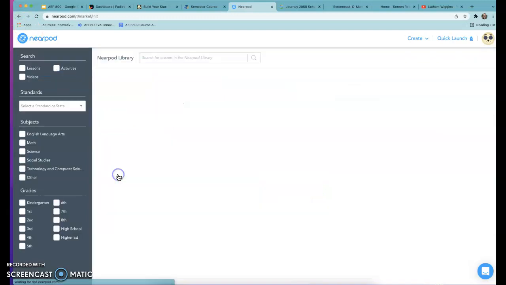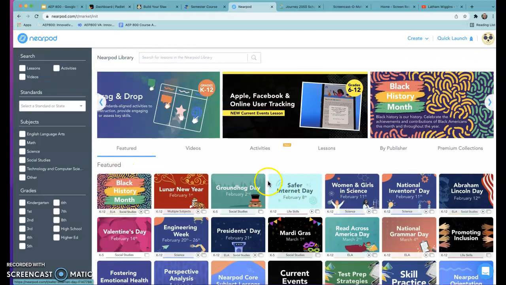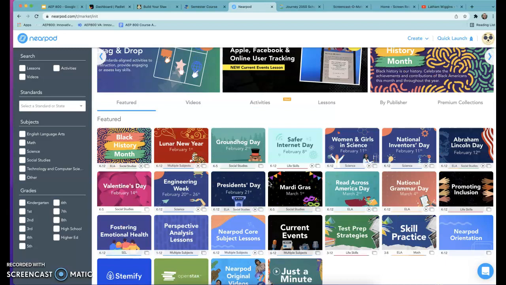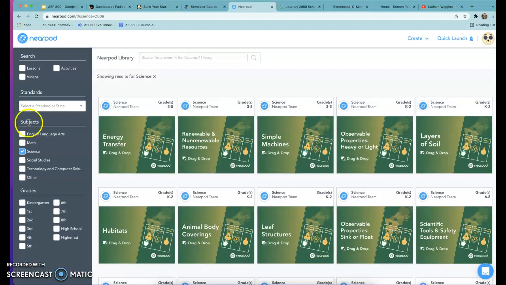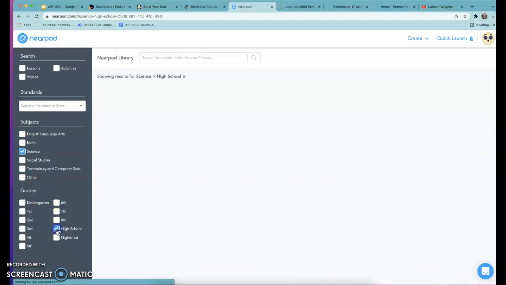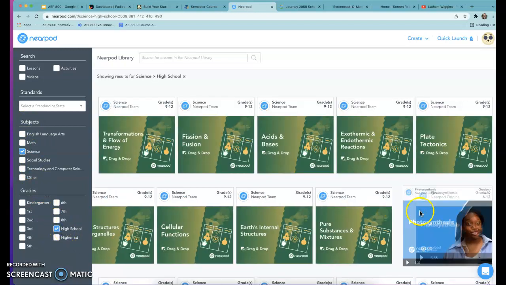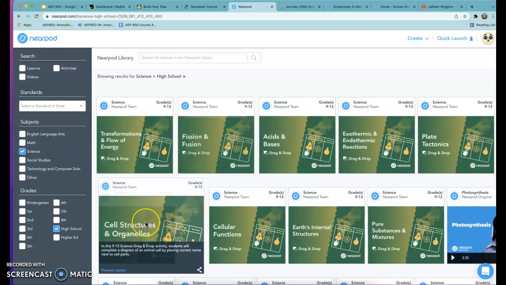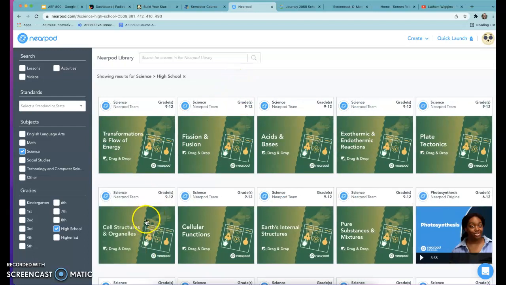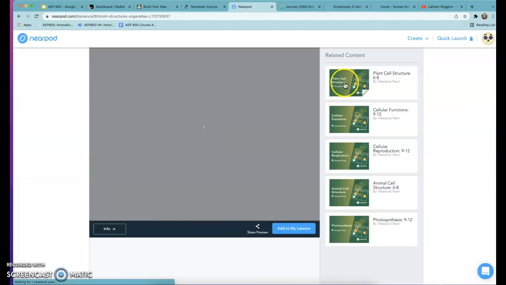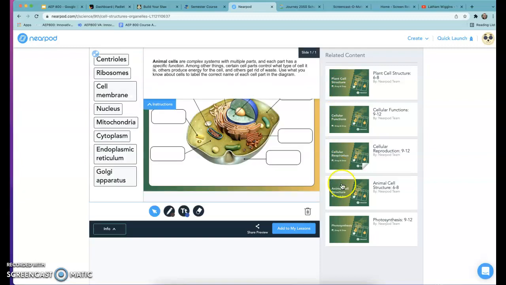One of the best things about Nearpod that I have found is they have a very extensive library of lessons, and you can sort that down by your content area and the grades that you teach. So even though I created a very simple animal science diagram for this particular assignment, if I went through, I could find a lesson already created by Nearpod that goes over plant cell structure, cell functions, animal cell structure. I could turn around and easily implement this into my classroom.